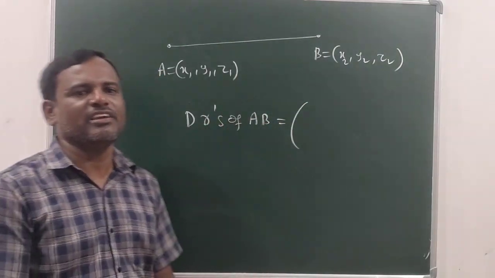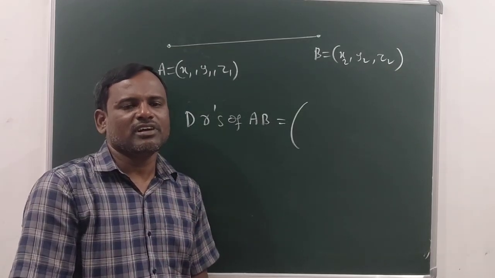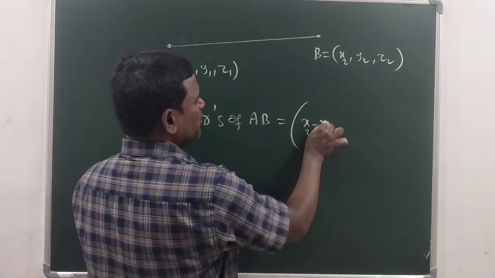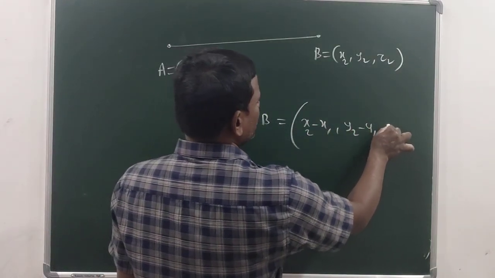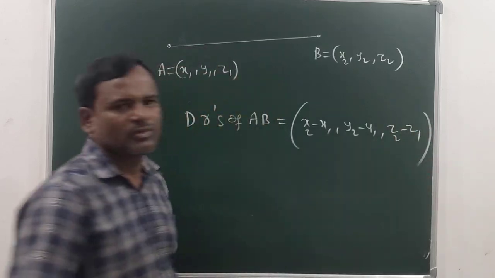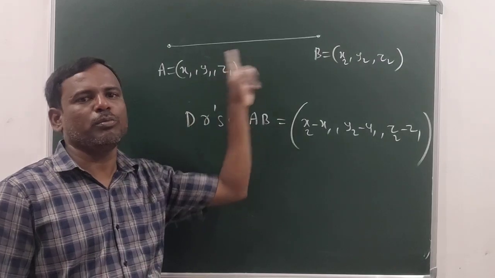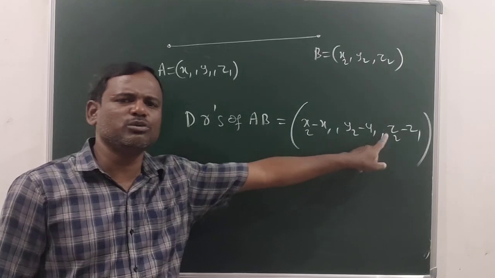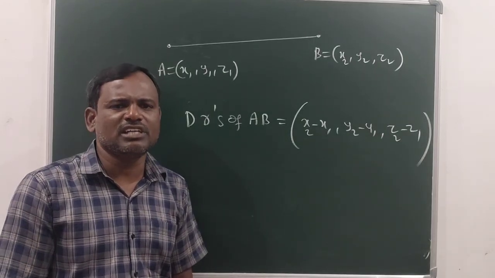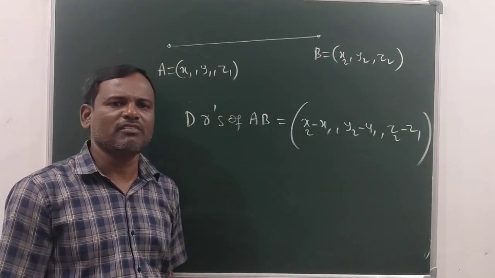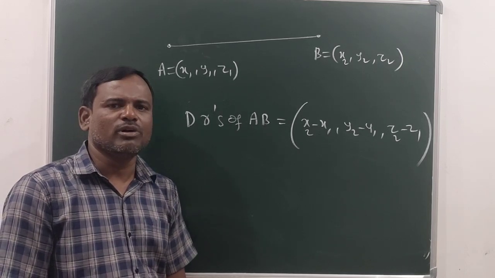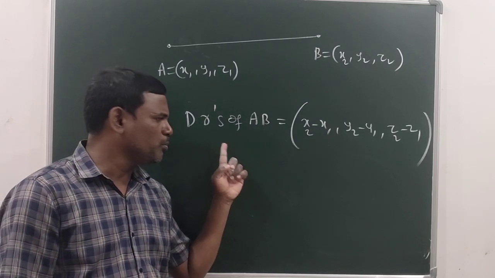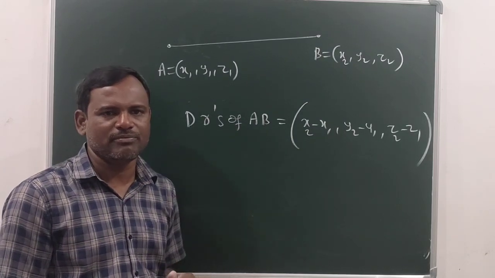When the 2 points on the line are given, just take the difference of respective coordinates of AB, like x2 minus x1, y2 minus y1, z2 minus z1. So these are the DRs of AB when 2 points on the line are given. Otherwise you can write x1 minus x2, y1 minus y2, z1 minus z2. Even that result will also be DRs of AB. However, you can take the difference of x coordinate, y coordinate, z coordinate of AB. Okay? I hope you have understood how to find DRs of AB.